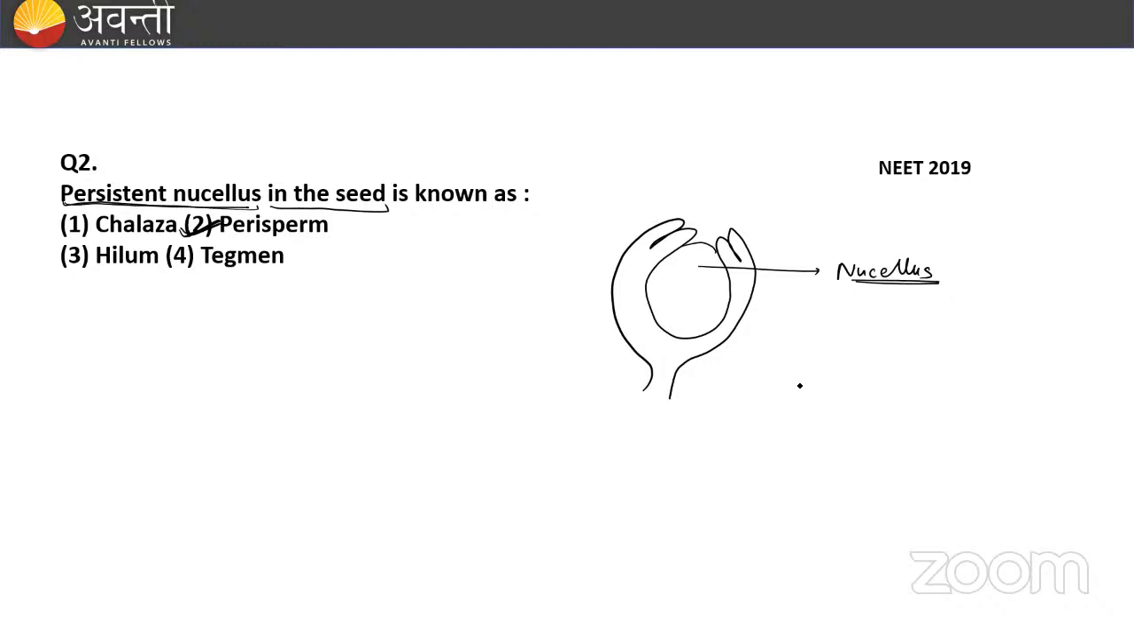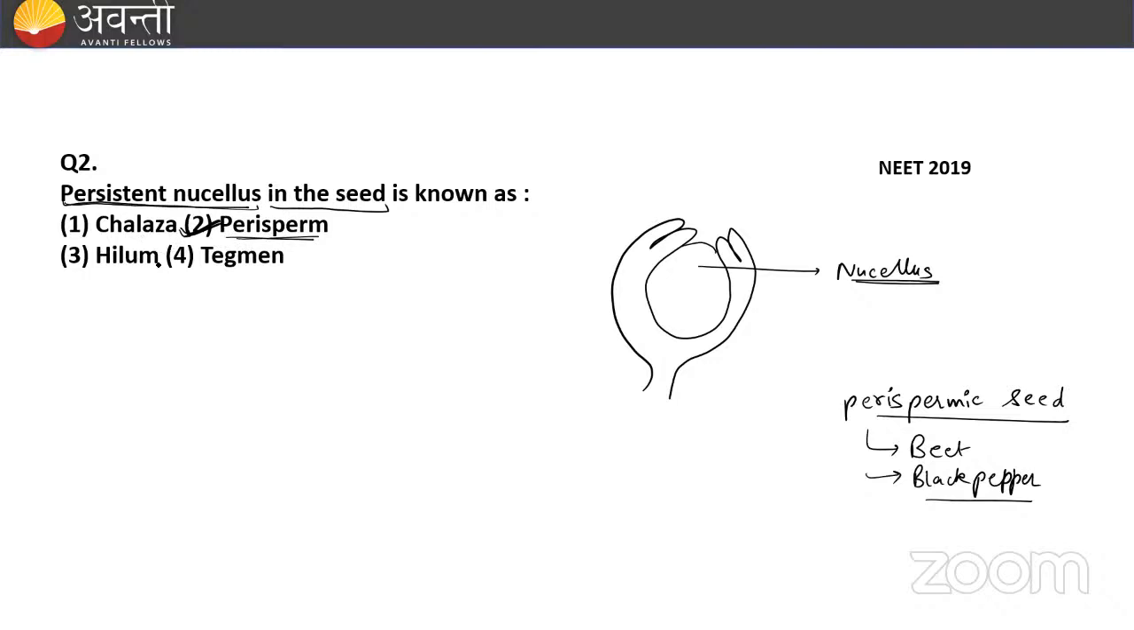And the seeds in which this perisperm is found are known as perispermic seeds. Examples are beet and black pepper. These are examples of perispermic seeds. So you know that the correct option is option number 2, which is perisperm.